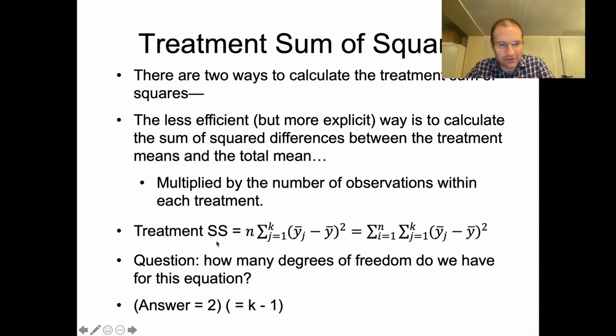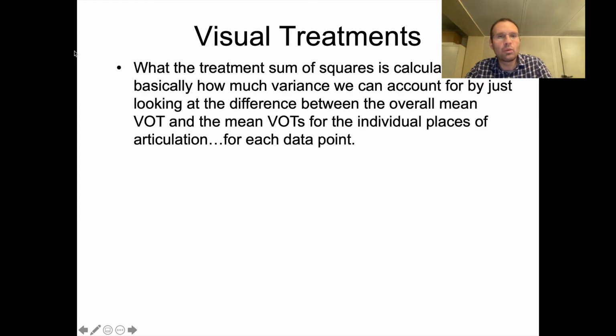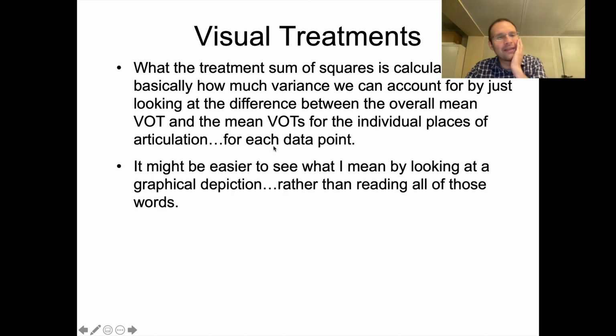But we're going to calculate the treatment sum of squares, ultimately dividing that treatment sum of squares by 2 to get the treatment mean square. Okay, so what the treatment sum of squares is calculating is basically how much variance we can account for by just looking at the difference between the overall mean VOT and the mean VOTs for the individual places of articulation. And then in addition to that, we do that for each data point. And this is another case where it would probably be easier to understand if you just look at what's going on rather than reading all these words on a PowerPoint slide.